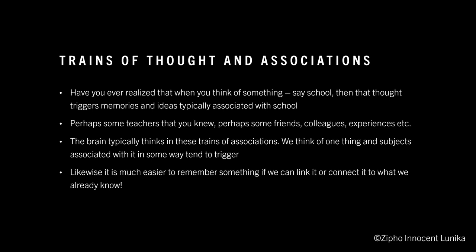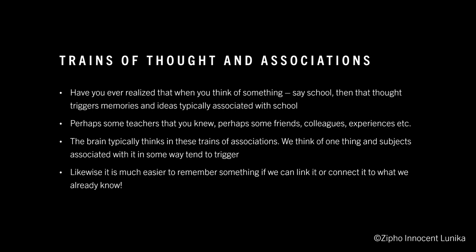The brain typically thinks in these trains of associations. We think of one subject or one thing, and subjects associated with it tend to trigger other subjects and associations. So it's much easier to learn something when we already have an existing association. We can easily build on that foundation. This is how education works. You start with the fundamentals. If you master the fundamentals, it's much easier to learn other ideas and build on that. But it's harder to learn something when you don't have pre-existing associations, the fundamentals already embedded. This is how our trains of thought typically work.